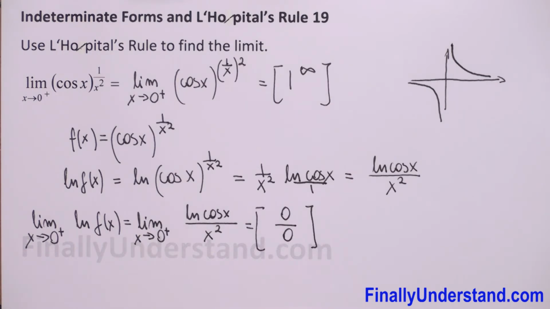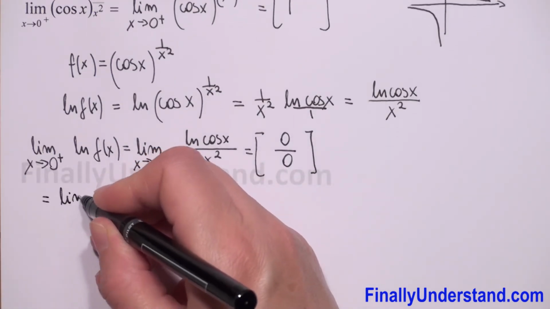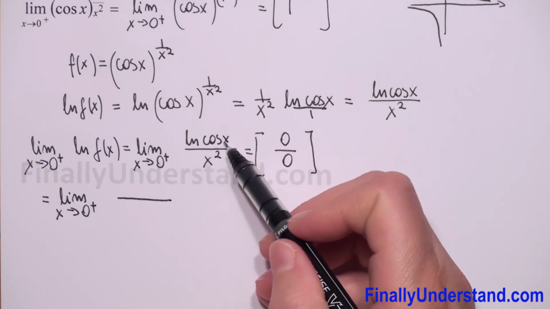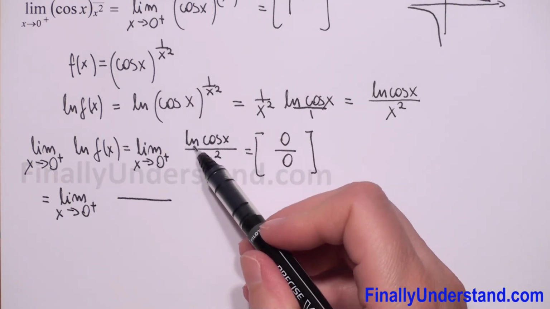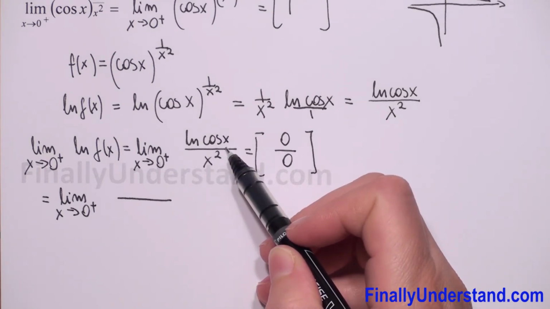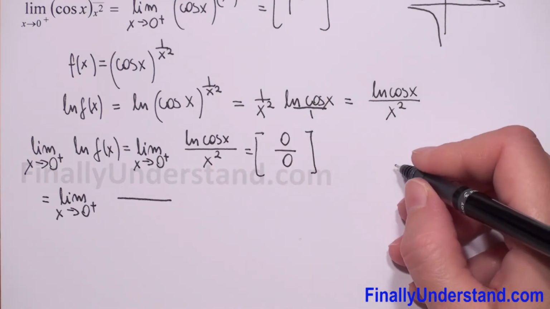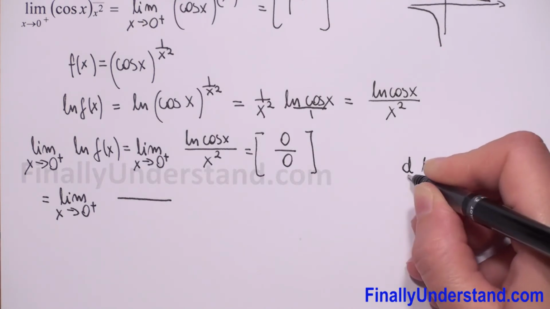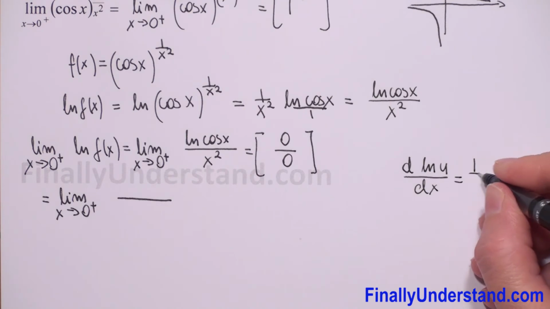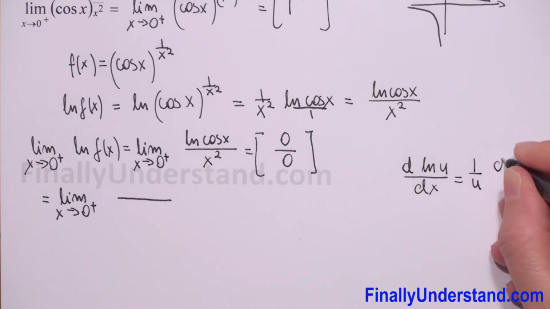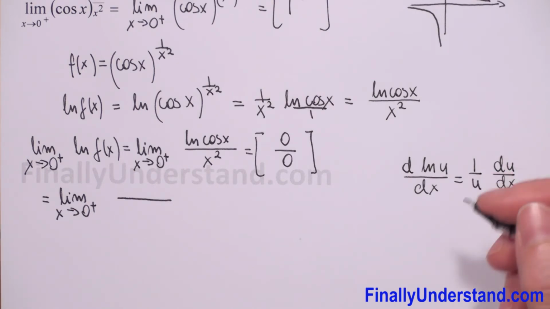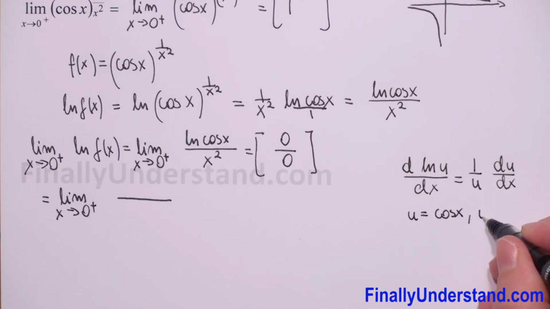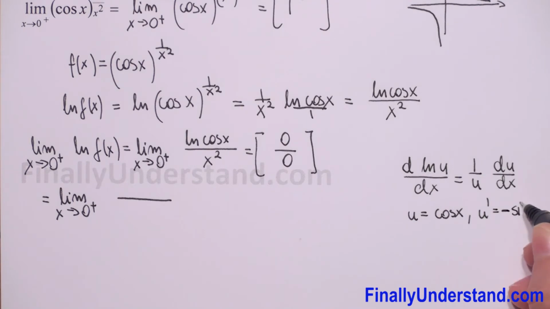It means we have to copy limit as x approaches 0 from right, and we have to find derivative of function which is in numerator and derivative of function which is in denominator. We have natural log of cosine of x. We have composite function here. It means we have to use formula to find the derivative. D of natural log of u with respect to x is equal 1 over u times derivative of u with respect to x. In our case, u is equal cosine of x. Derivative of cosine of x is negative sine of x.